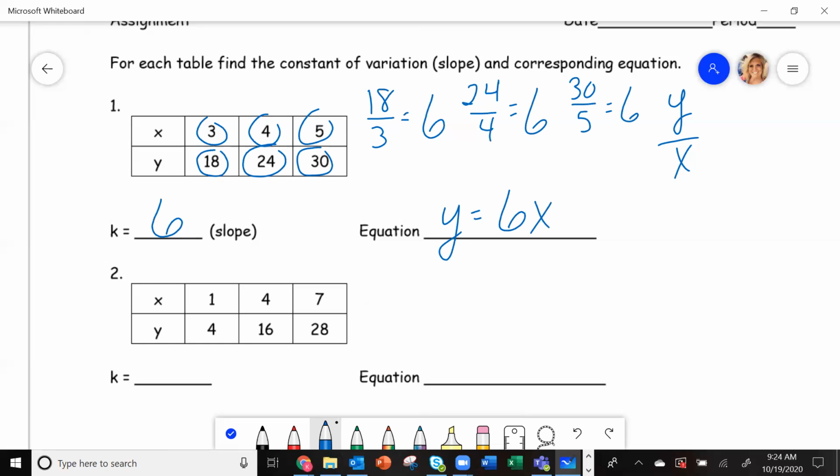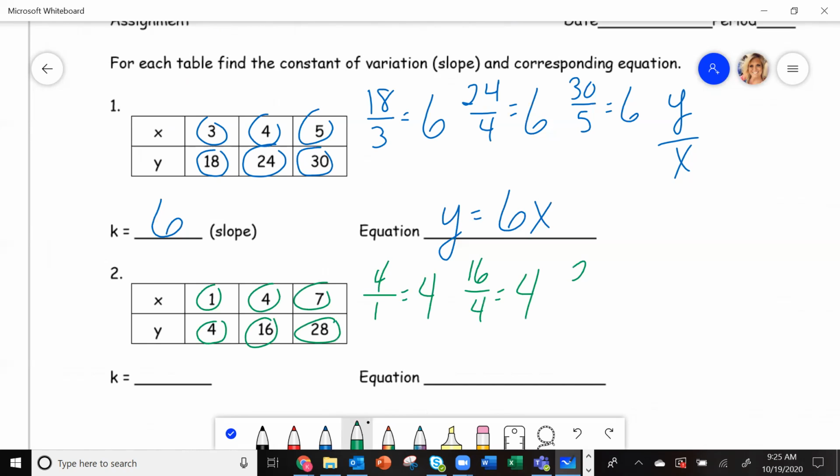Okay. So as you did the second one, same thing. We would have taken 4 divided by 1. 4 divided by 1 is 4. 16 divided by 4 is 4. 28 divided by 7 is 4. My K value is 4. My equation is y equals 4x. That's what you should have gotten for these two.